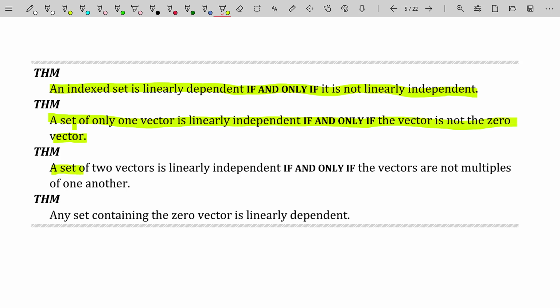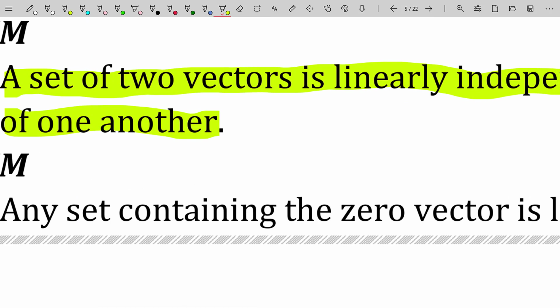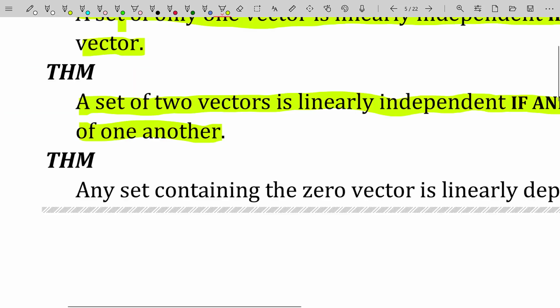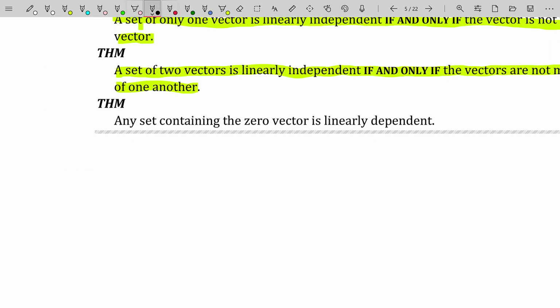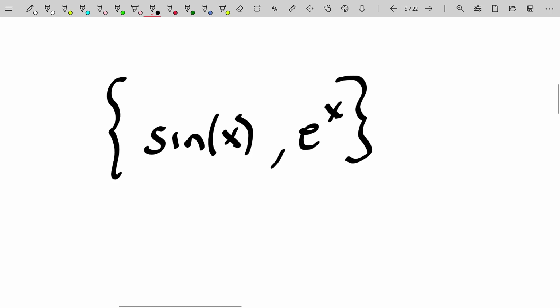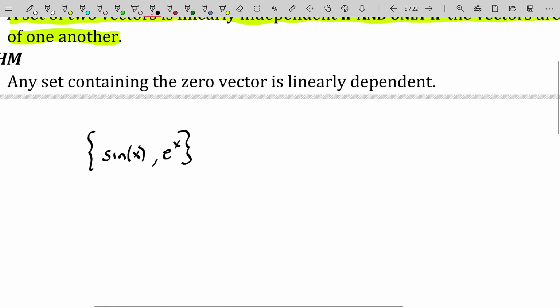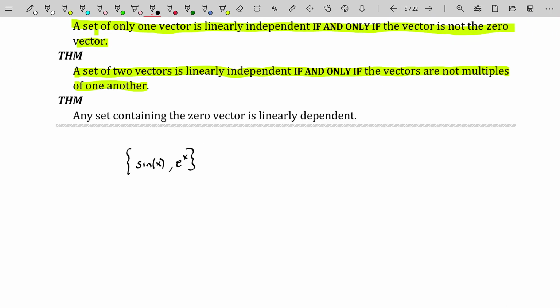The next theorem: a set of two vectors is linearly independent if and only if the vectors are not multiples of one another. Now remember, this is kind of important because we are no longer talking about vectors from R2 or R3 or something like that. So for a simple example, very quick, suppose our set of vectors is the following. And you look at that and you say, those aren't vectors, those are functions. Yep, but they're also vectors. So our vectors are sine of x and e to the x. That's our vectors from our vector space. Well, it could be from the vector space of all functions.